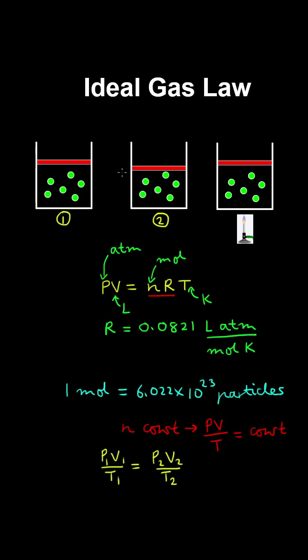So for example, if the piston is pushed down in state 2, then the volume of the gas decreases, and then the particles of the gas bump into each other and the walls more often, so the pressure increases. And therefore, because the gas is going to have a higher average kinetic energy, then the temperature also increases.